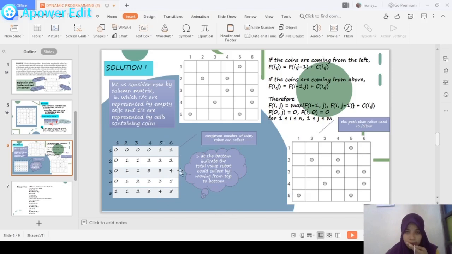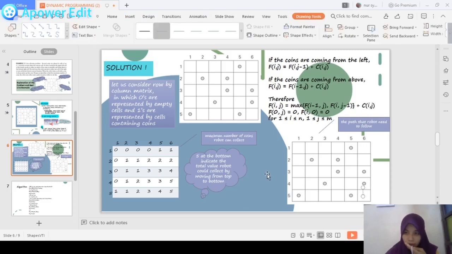This is the maximum number of coins that the robot could collect. The 5 at the bottom indicates the total value the robot could collect by moving from the top to the bottom. Now we need to make a path for the robot to follow. We start from the bottom and compare the values as before. 5 here, we start from here. 5 compared with 4, it becomes 5. So we need to mirror like this so that the robot will follow from the top to the bottom.